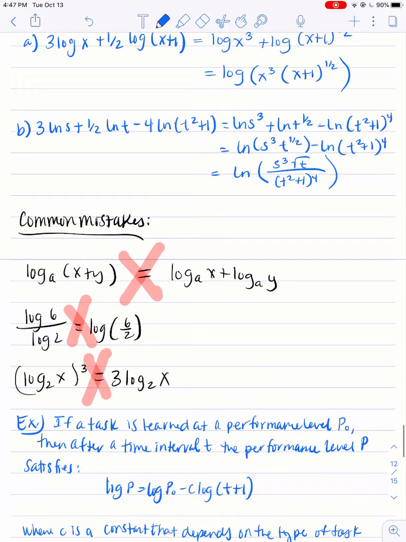Okay. Now I want to combine 3 ln s plus 1/2 ln t minus 4 ln of t squared plus 1.